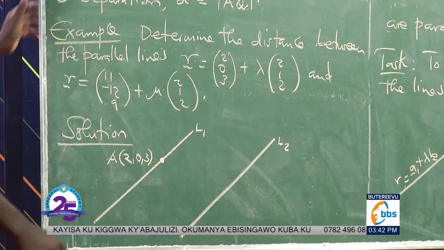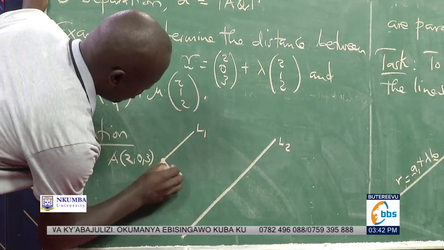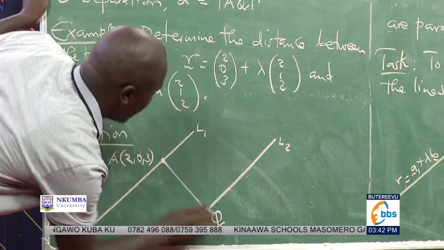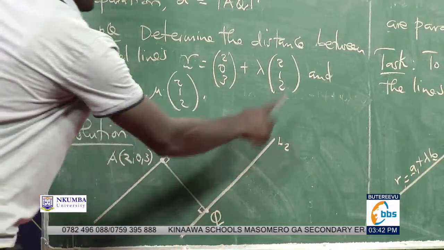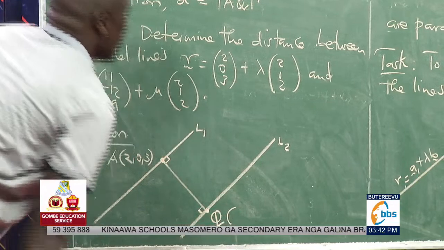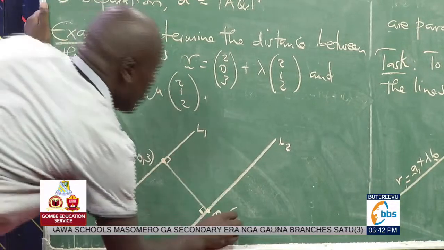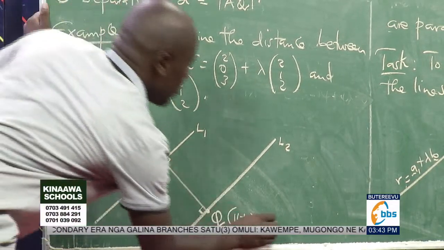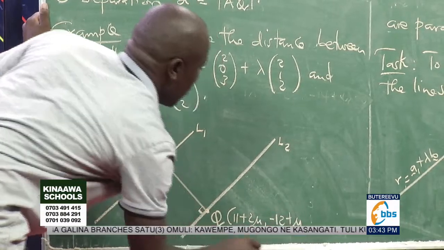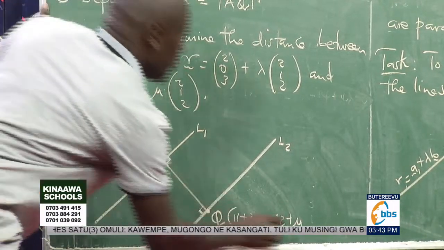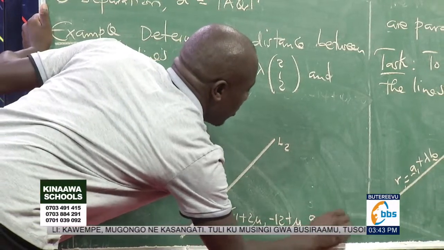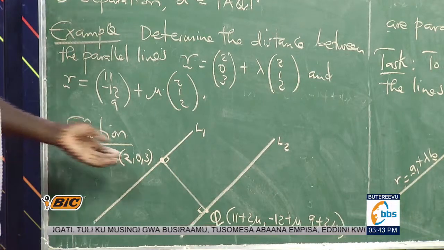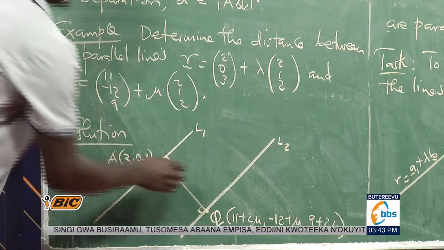And then all we need is its projection Q in the second line. But since Q is lying on the second line, it must be of the general form (11 plus 2 mu, negative 12 plus mu, 9 plus 2 mu). So that is how it should look generally. So all we need now to find is the value of mu at point Q, and we will be okay.